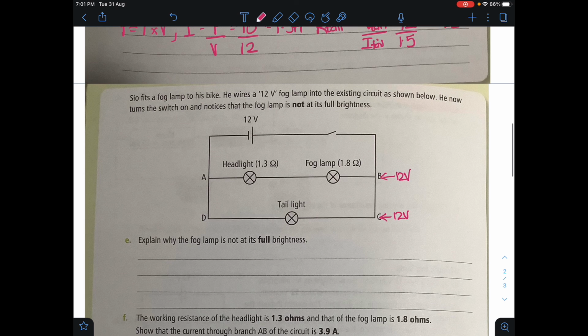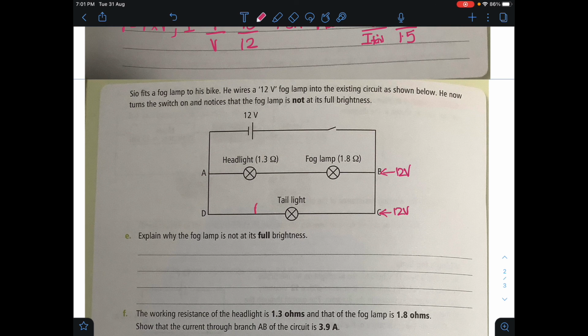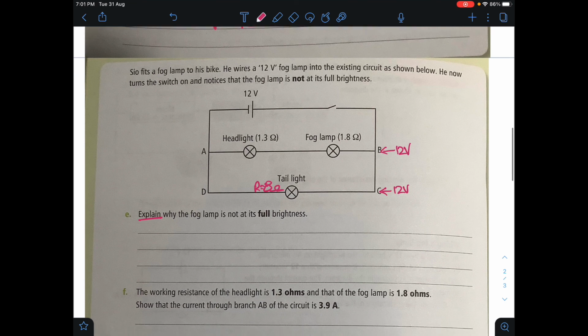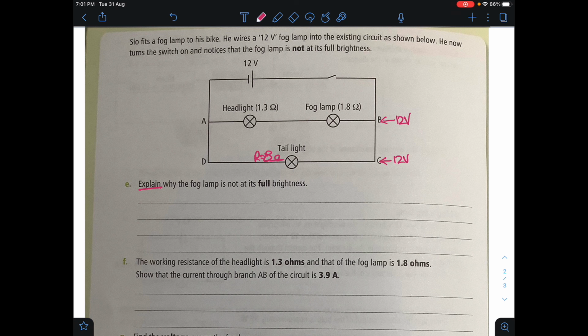Just going to calculate the resistance of the tail light. So we know that resistance here is 8 ohms because we've just worked that out. Okay, it means we can work out the current through there. So part E is an explain question, so that immediately tells you that it's more than achieved, probably merit.